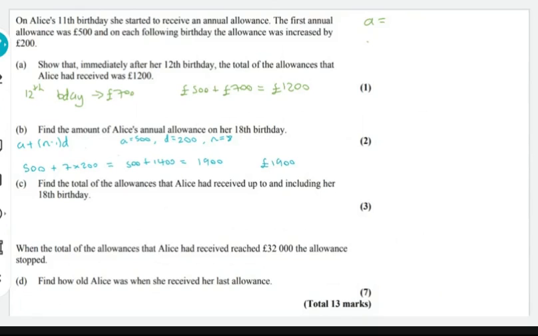Okay, so then for C, the total of the allowances that Alice has received. Okay, so this is just using the SN one. So n equals 8, not 18. 8 over 2, 2 times 500 plus 7 equals.